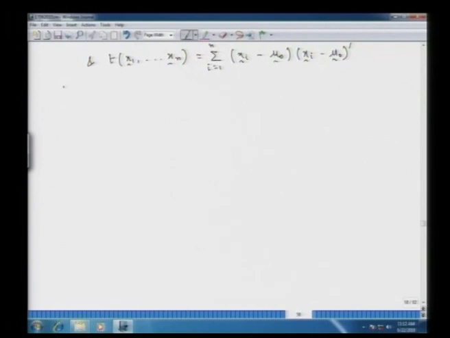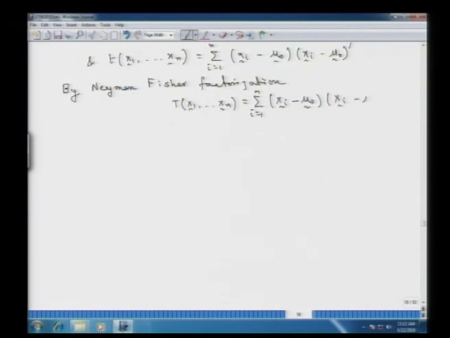That would imply, by Neyman-Fisher factorization, that this T(x1, x2, xn), which is summation i equal to 1 to n (xi minus mu naught)(xi minus mu naught) transpose, is sufficient for the unknown parameter matrix, which is the sigma matrix.